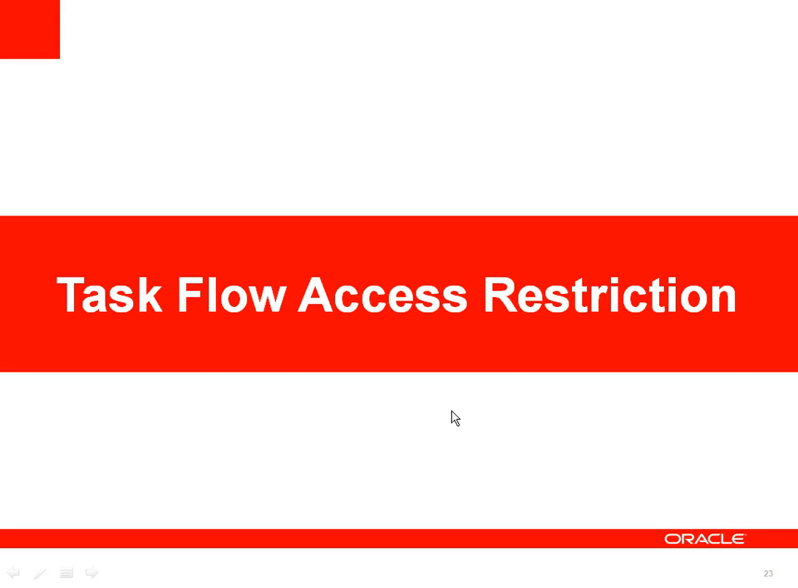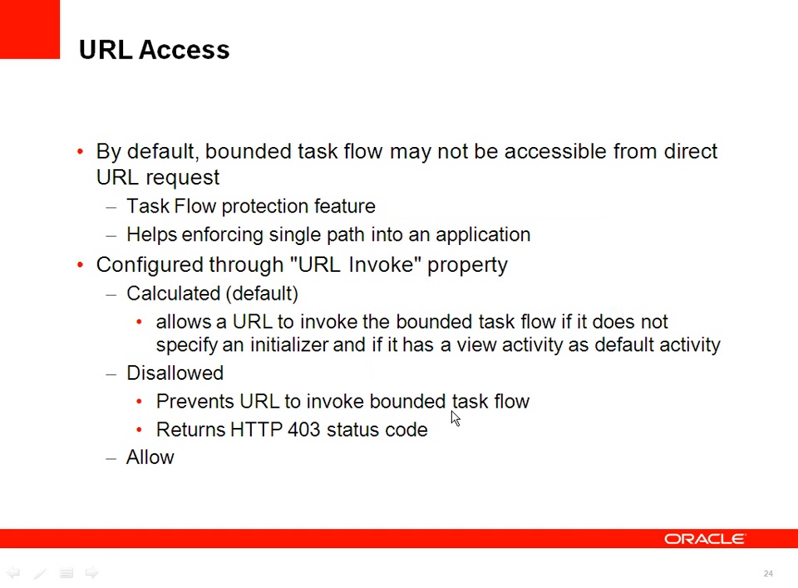I already talked about the access restriction that exists for bounded task flows, but because this is security relevant, I want to stress this fact a bit further. The bounded task flow has a property called URL invoke, and this knows about 3 states: calculated, disallowed, and allowed. If you set it to calculated, then this task flow can be called directly from a browser if all three conditions are true. The bounded task flow has to start with a view activity as its default activity. It should not have an initializer method set, and it should not have page fragments. So it should be based on page documents.